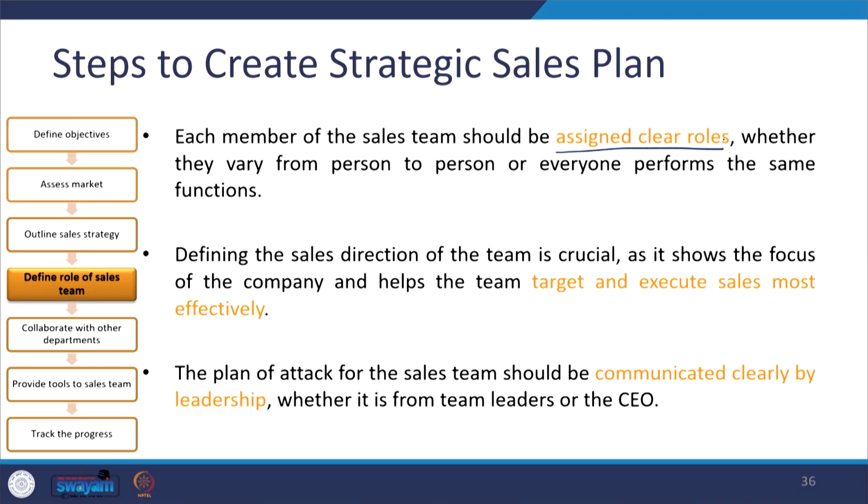Then coming to the next stage, which is about defining the role of the sales team. Now the sales tactics are ready, right? Now you want to define whose job is what. Each member of the sales team should be assigned clear roles, whether they vary from person to person or everyone performs the same function. Defining the sales direction of the team is crucial, as it shows the focus of the company and helps the team target and execute sales most effectively. The plan of attack for the sales team should be communicated from top leadership, whether it is from team leaders or the CEO.